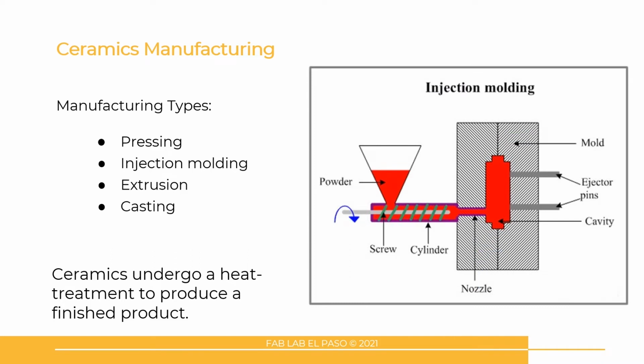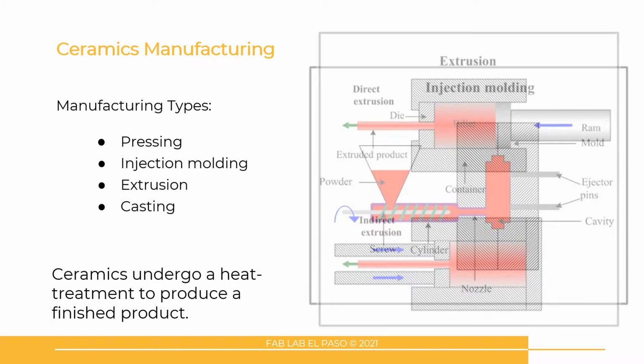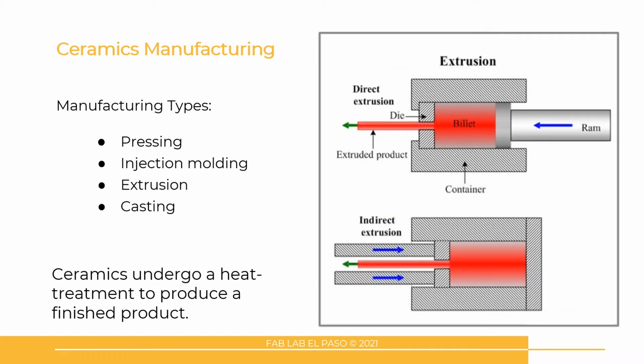Injection molding is a process in which ceramic powder is injected into a die cavity. Here, the ceramic powder will bind to create a green part that will then be ejected by the machine. Ceramic extrusion is a process used to create rods, tubes, or pipes. Ceramic paste is placed inside the machine, and an extrusion ram forces the material through a die, which produces long tubes of material.